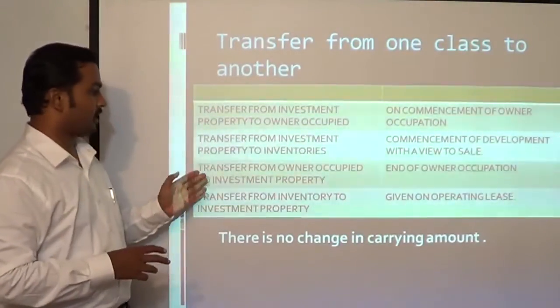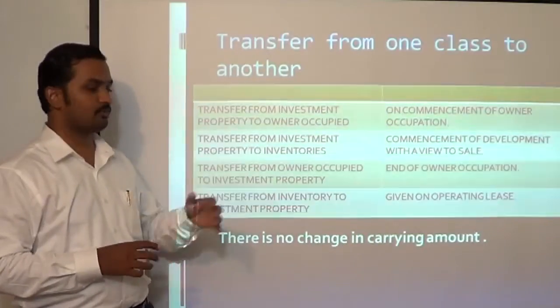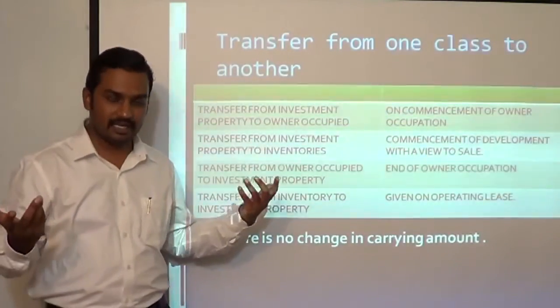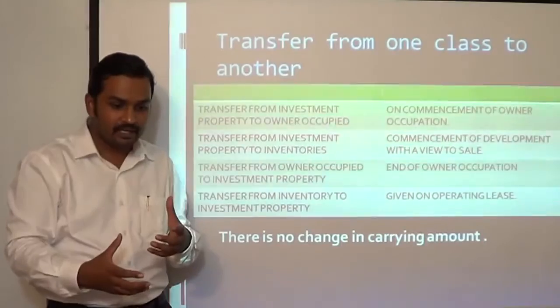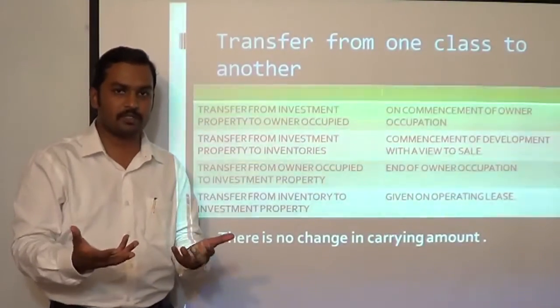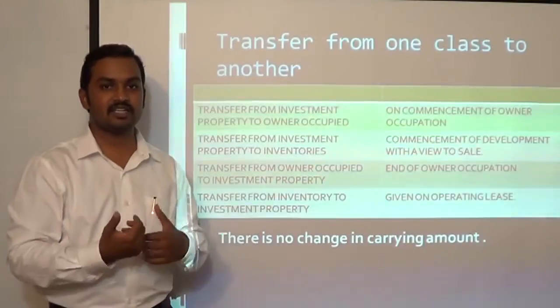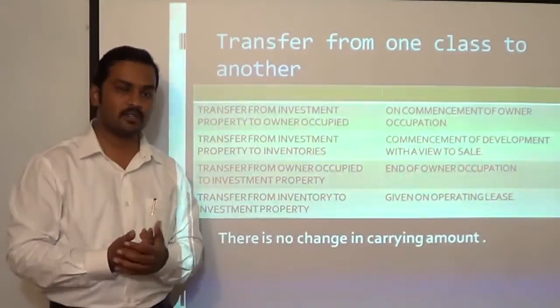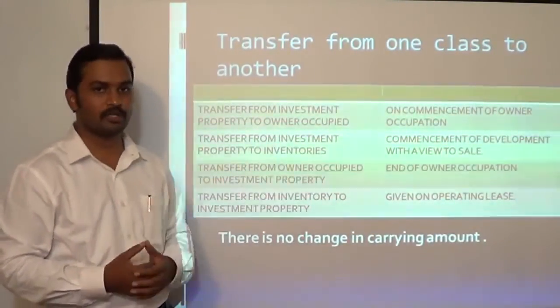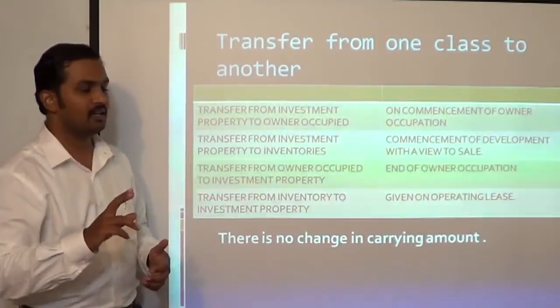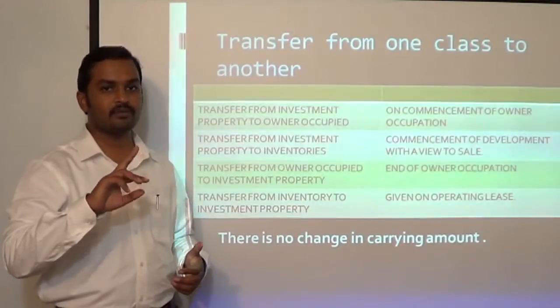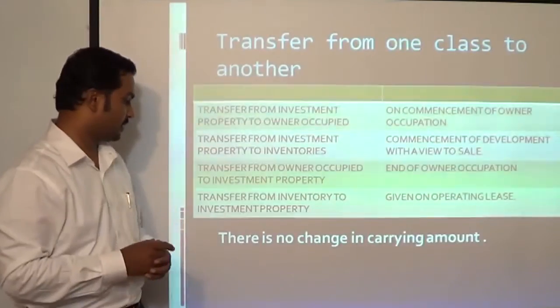Okay. Transfer from owner occupied to investment property. Now, the example is very simple. I was having a building which I was using for administration purposes. Now we have vacated the building and now we are searching for tenants. In such cases, we can now consider it as an investment property. That means the end of owner occupation can be a signal that the property has to be now reclassified from being an owner occupied property to an investment property.